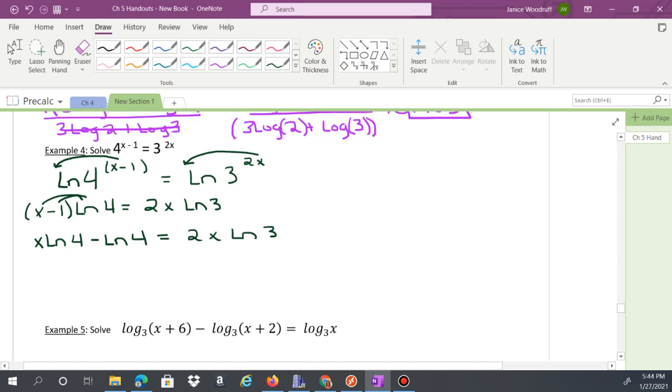You can bring the x over here, or you can bring the 2 over here. Let's just bring the x over to the other side. Okay, so now on this side, we have a negative natural log 4. And then here I have two x's, so I'm going to take that one out as a GCF. So I'm going to go x and then parentheses 2 natural log 3 minus natural log 4. So I've taken that and divided that out as a GCF here.